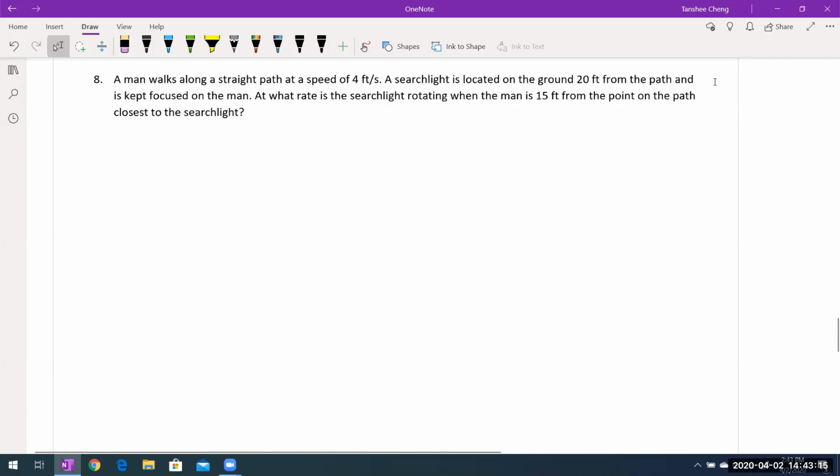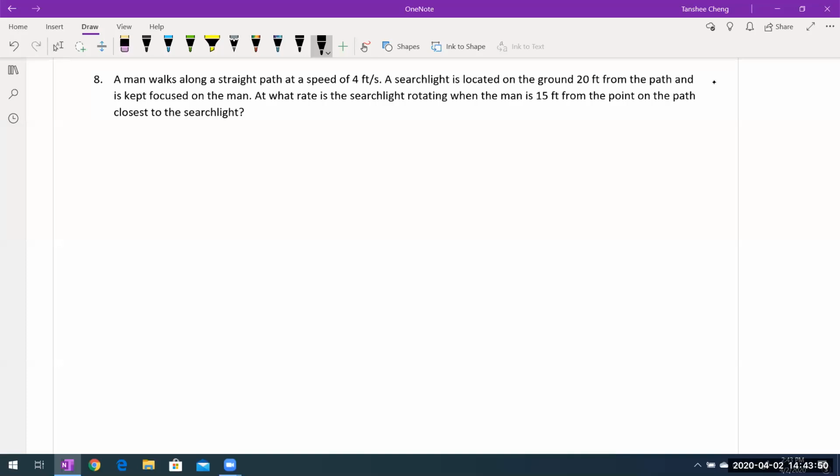So example 8 is talking about a man who walks along a straight path at a speed of 4 feet per second. A searchlight is located on the ground 20 feet from the path and is kept focused on the man. At what rate is the searchlight rotating when the man is 15 feet from the point on the path closest to the searchlight?